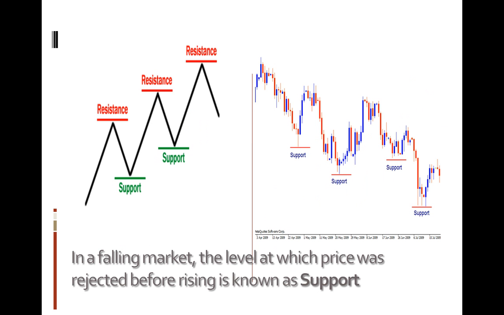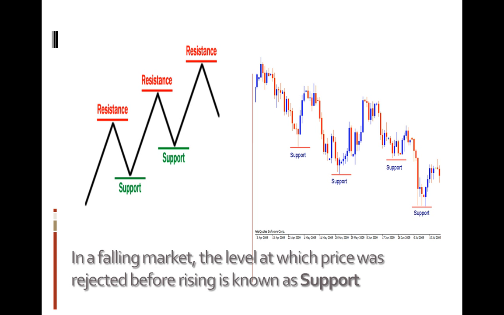Support. In a falling market or when price is dipping, the price level at which price was rejected before moving up is known as support. Now when price is coming down from a higher point, it will get to a level at which the dip will lose its momentum, and the support level, a price level at the support, will reject that movement and change direction to the up move. That level at which price changes direction is known as support.